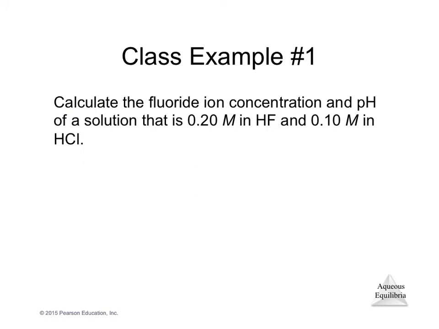Okay, so what we're going to do is an example together, looking at the common ion effect, and then I'm going to have you try some on your own. This example says to calculate the fluoride ion concentration, so that's going to be F minus, and the pH of a solution that is 0.20 molar HF and 0.10 molar HCl.